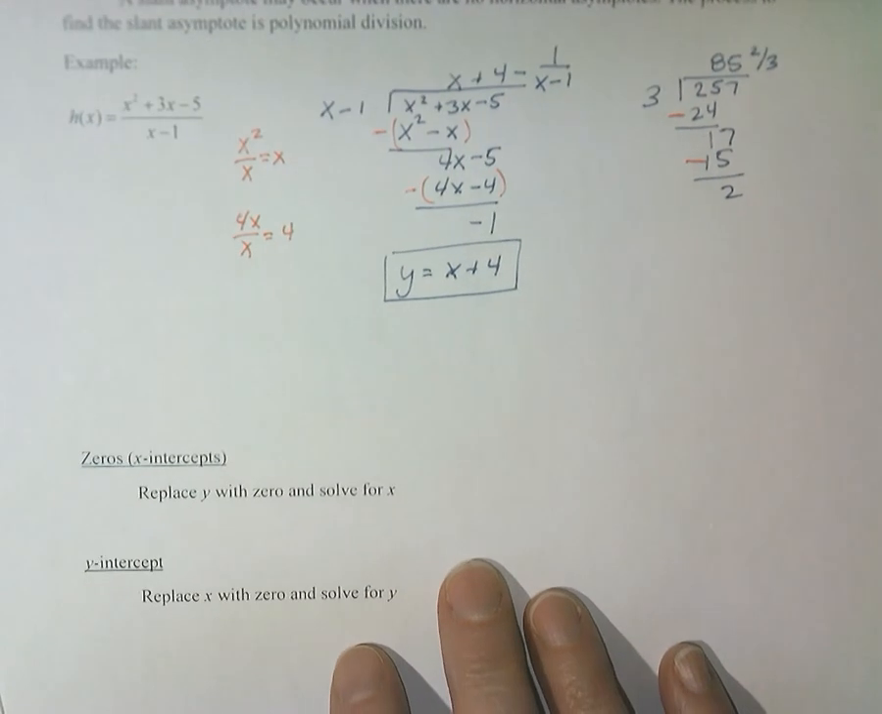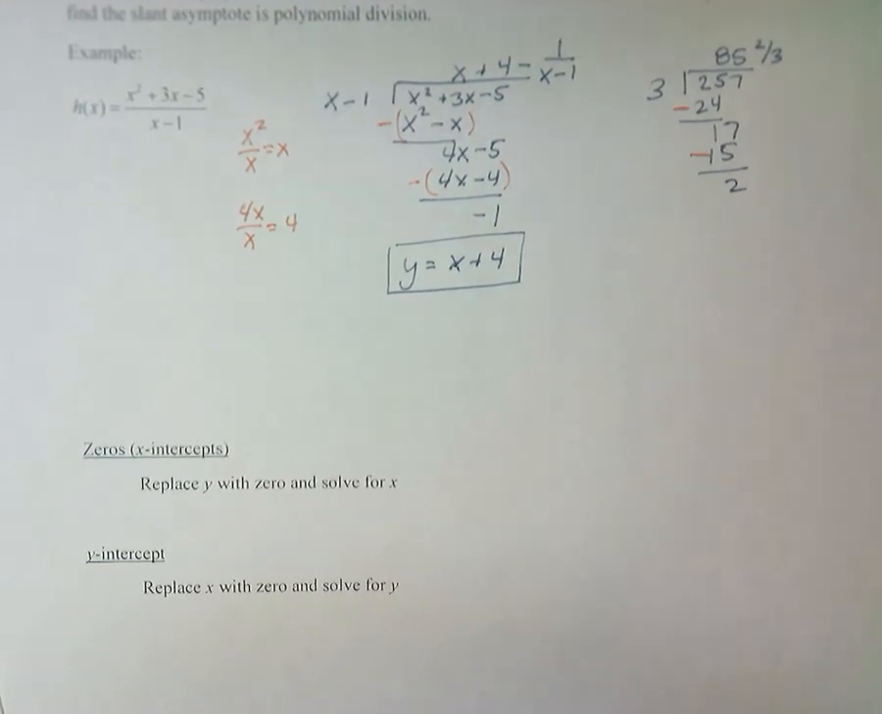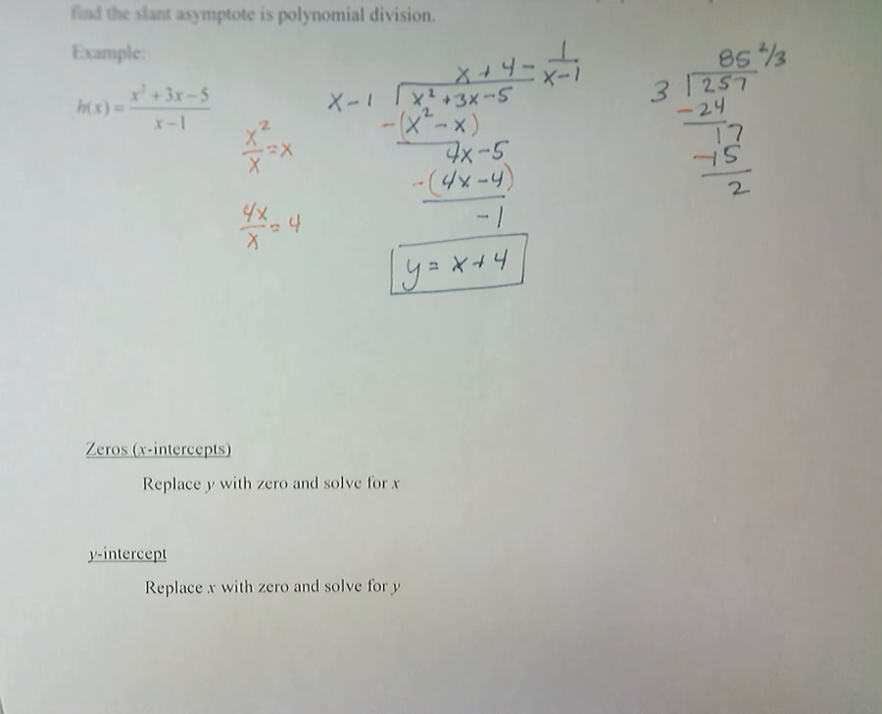I'm not going to take time today, but during the live lesson, I'll go through an example where I talk about the zeros, which are also the x-intercepts, and the y-intercept. And finding those is just as simple as replacing a variable with 0 and solving for the variable you're looking for.